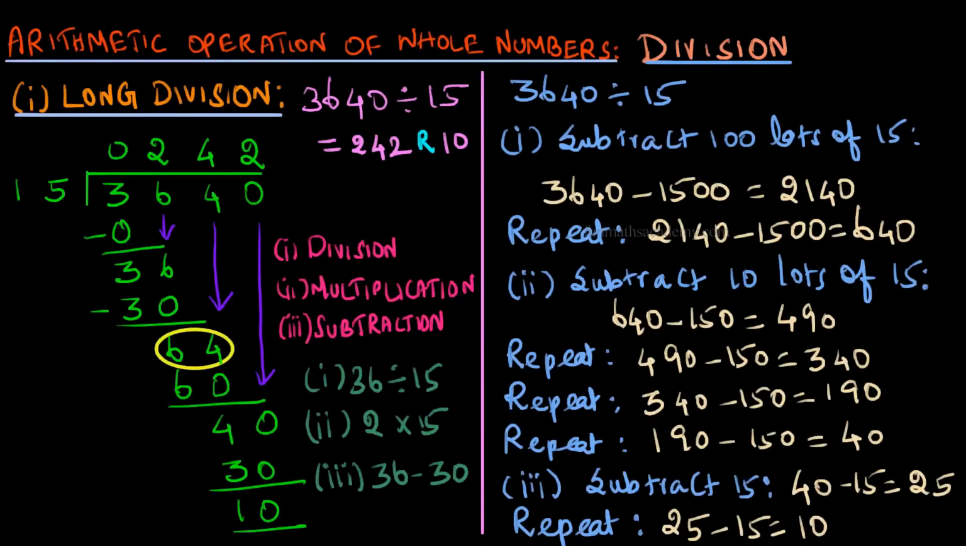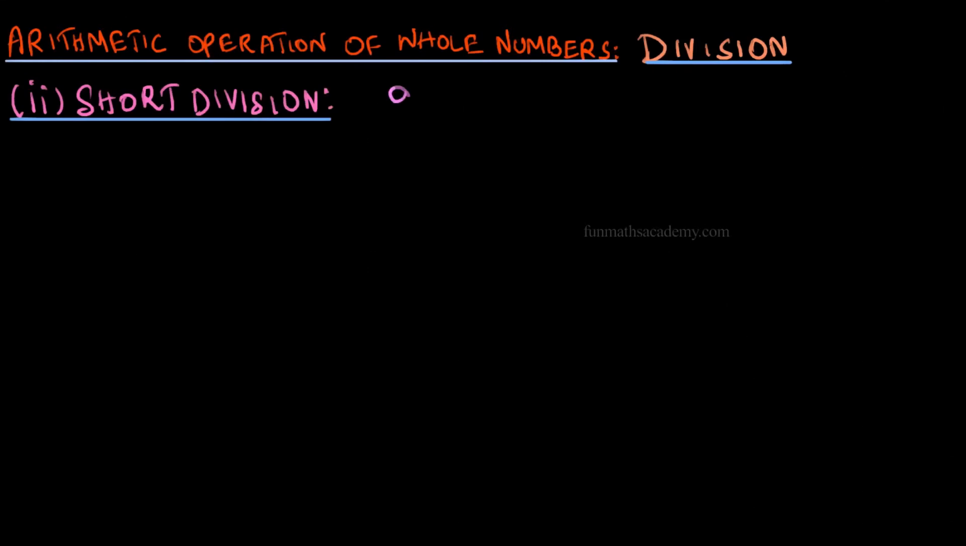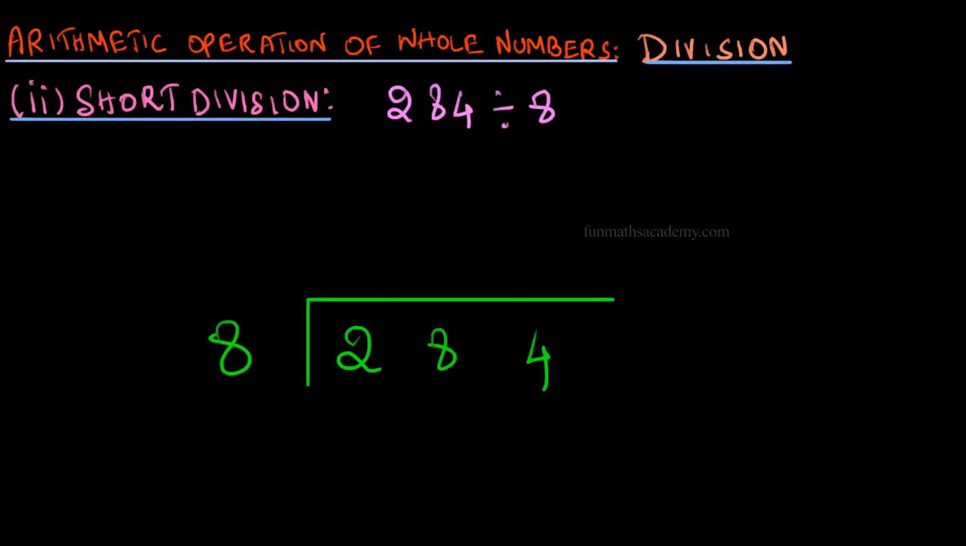Next, in the short division method, let us divide 284 by 8. Since there are no 8s in 2, we shall take the next digit 8.